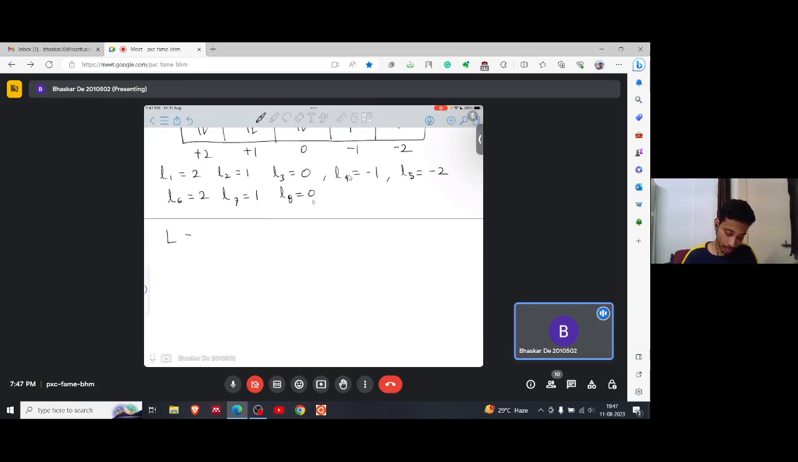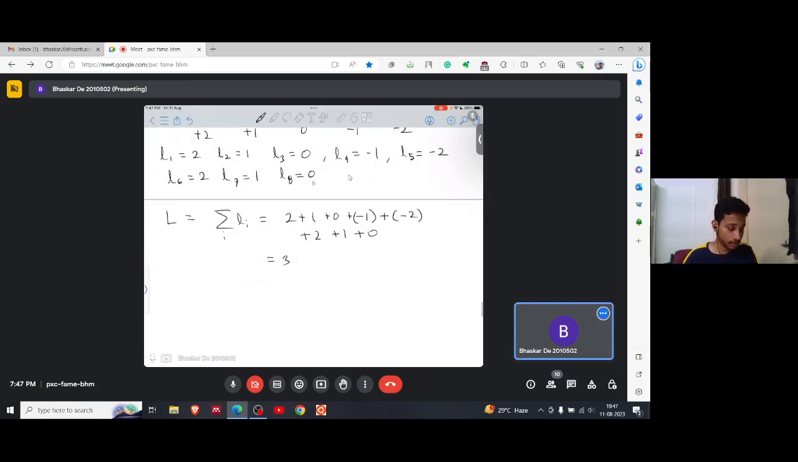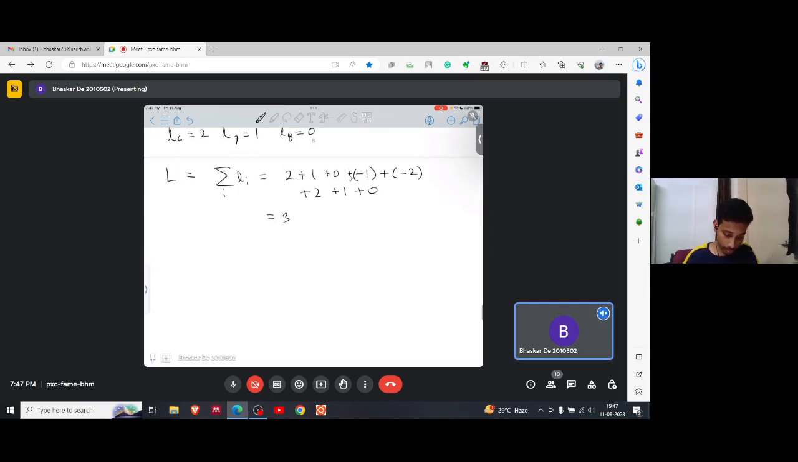Now the capital L will be the summation of Li, that will be 2 plus 1 plus 0 plus -1 plus -2 plus 2 plus 1 plus 0. This will give 3. Now we got the value of L, then we need the value of S.